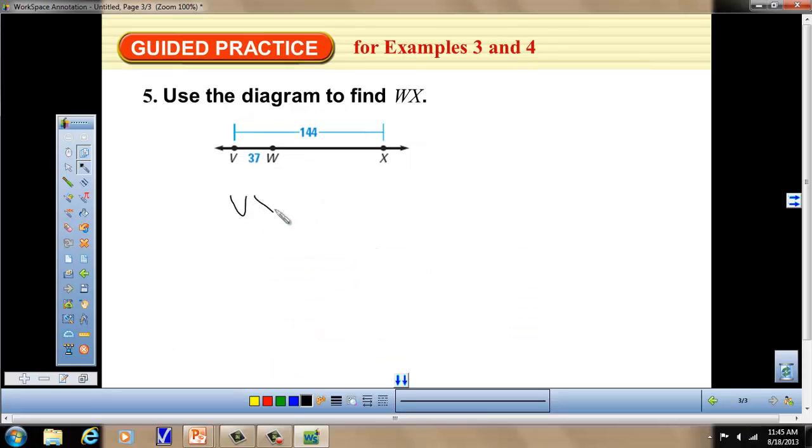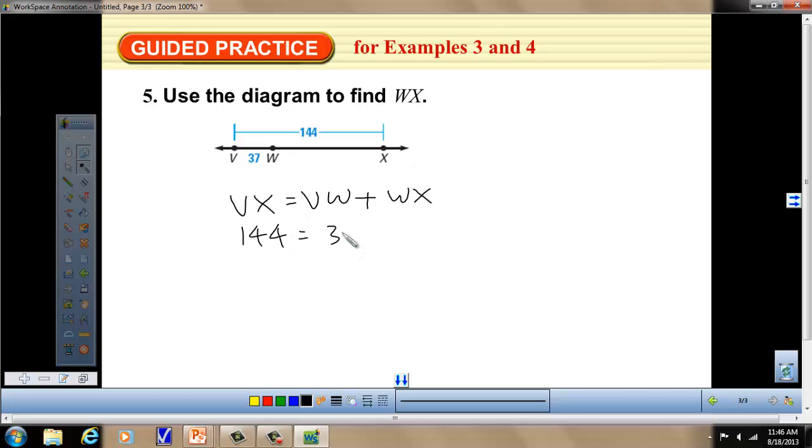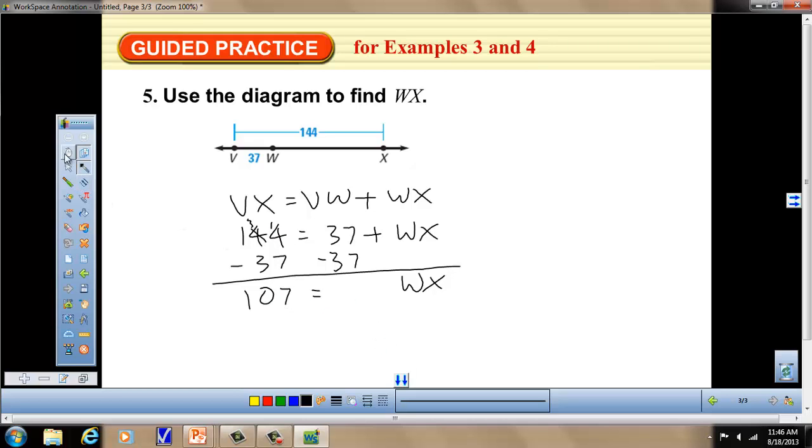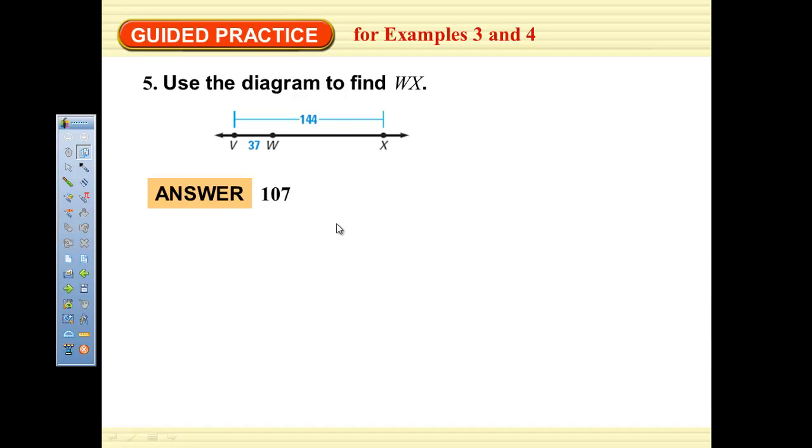And I'm going to say VX is equal to VW plus WX. So therefore, 144 is equal to 37 plus WX. Subtracting 37 from both sides, we have WX is equal to, let's see, we'd get what? 107, okay? And again, 107 is our answer.